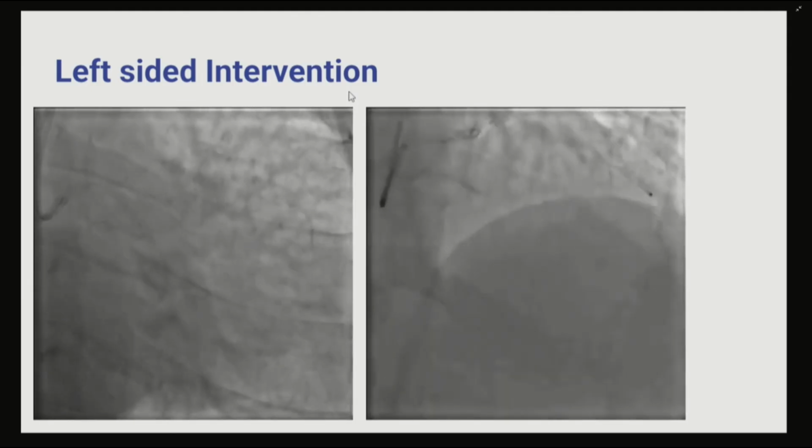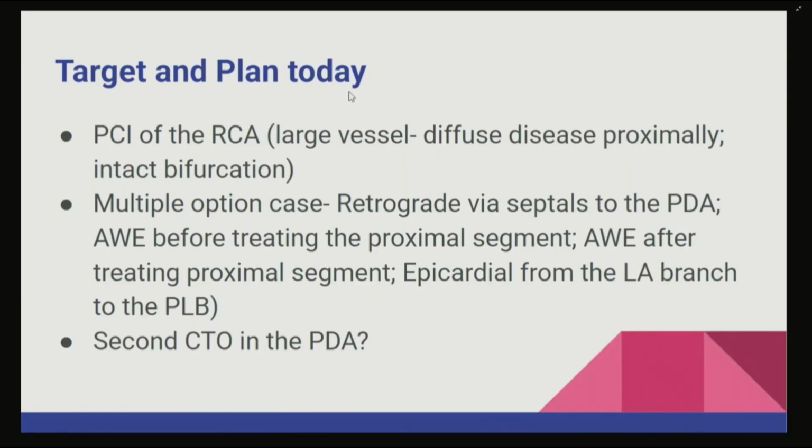And next. My plan today was to treat this right. It's a large vessel. It has diffuse disease, both proximally and at the distal bifurcation. It's a multi-option case. There are good retrograde options. Questions that will probably come up are how we handle the proximal segment that's diffusely diseased. We may need to rota it to get what we need to get down. And then is there a second CTO in the PDA is another question.